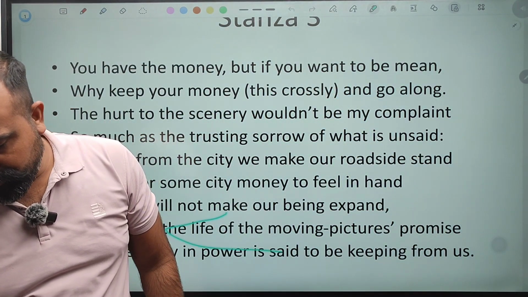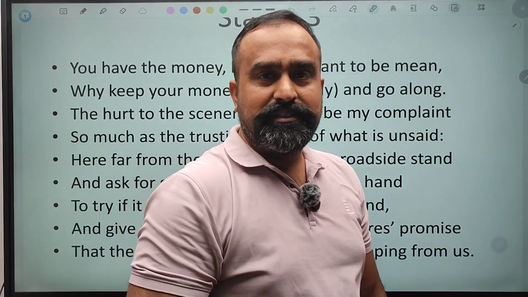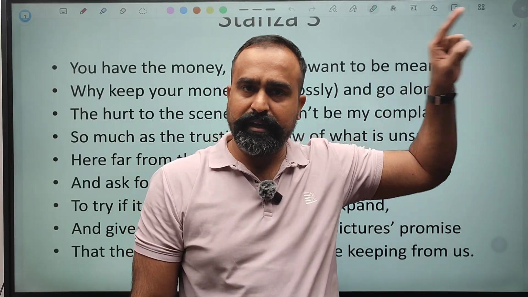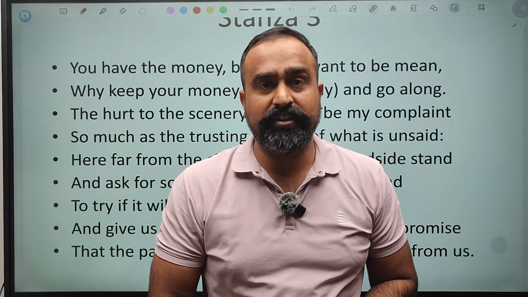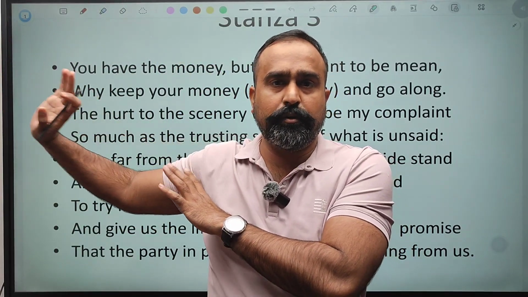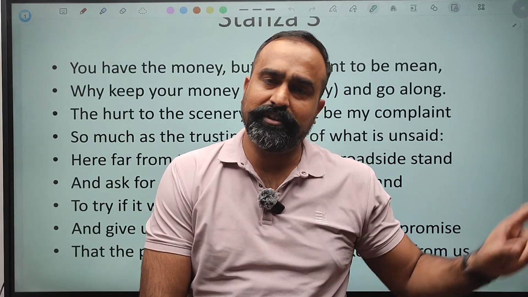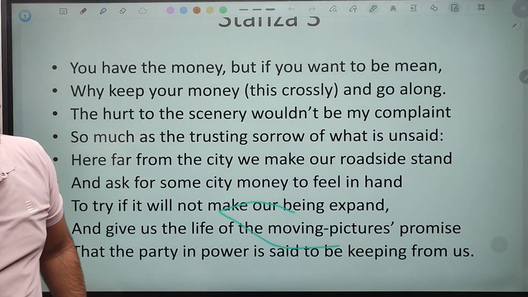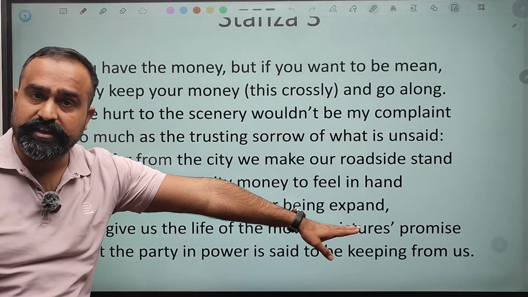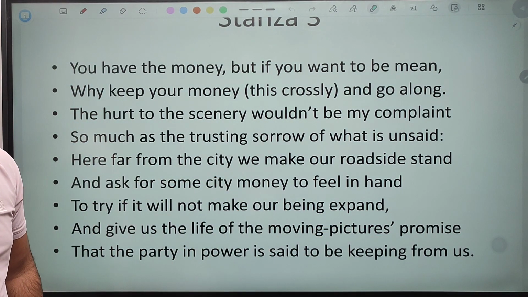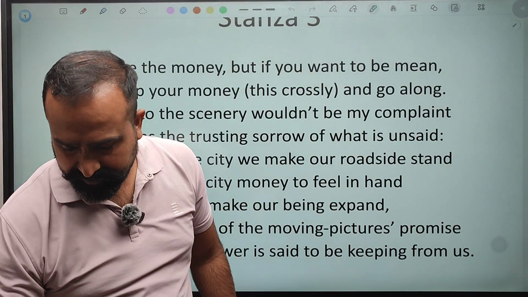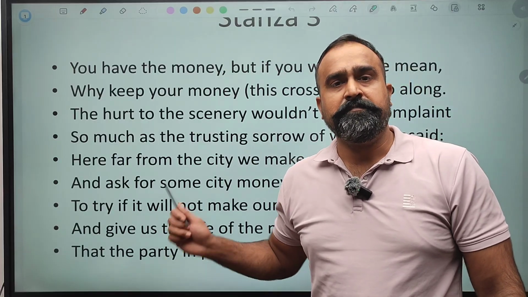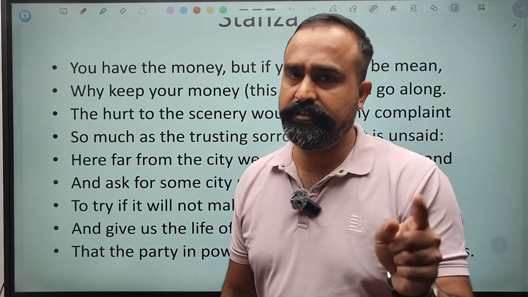"Then give us the life of moving pictures. Promise." You guys are the ones in the city who have thrown us out of the city life, taken away our land to make big malls and everything, and have shown us a dream that we would be having a moving pictures life, a good life in the villages. And what we are doing today, you are thriving, we are striving, right? So this is what it is written. Give us the life of the moving pictures. Promise. "Picture promise" is an alliteration that the party in power is said to be keeping from us. So, who is responsible? Here, the party in power is responsible, the politicians are responsible, and the city people are responsible for the miserable life of the farmers.